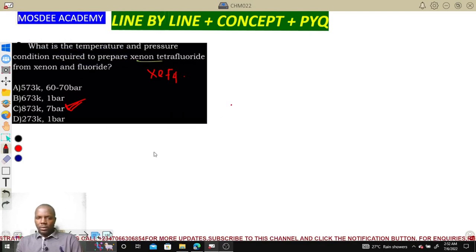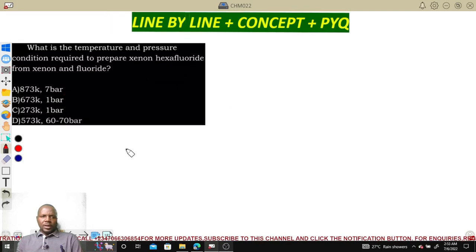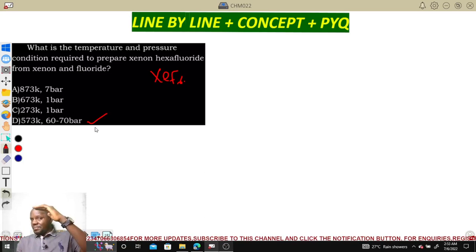Next question, please. Okay, now what is the temperature and pressure condition required to react XeF6? Now we just look at that one. You know it is 60 to 70 bar, that is the highest bar. Then you know the ratio as well. And the temperature is lowered to 573.